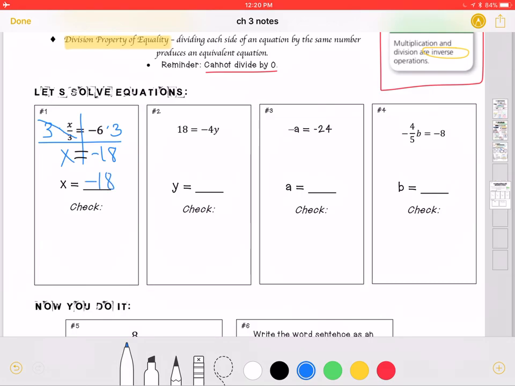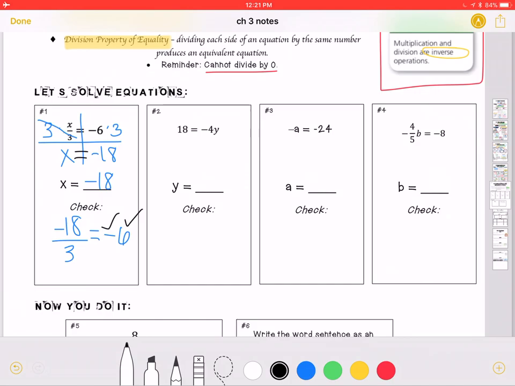Let's check if we are correct. Remember, to do a check, you replace your variable with the solution that you got. So I'm going to rewrite this as negative 18 being divided by 3. We're trying to decide, does that equal negative 6? Well, let's do that. What is negative 18 divided by a positive 3? Different signs, it should be negative. And is 18 divided by 3 6? Yep, so I know I am correct.